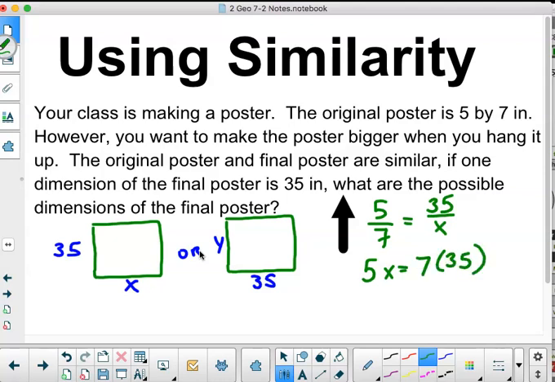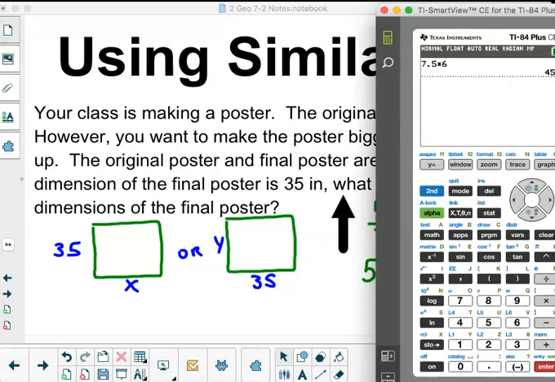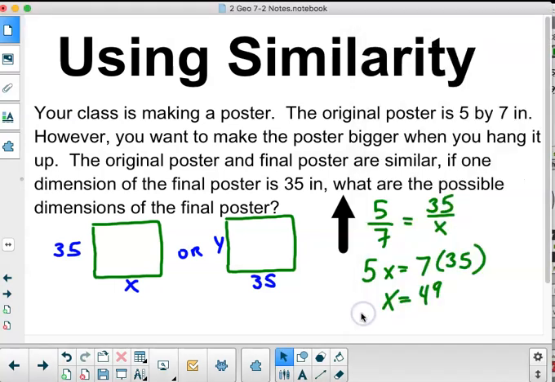Now when I divide by 5, and I could use my calculator, but I know 35 divided by 5 is 7. 7 times 7 is 49. And I have some people going, what? How did he do that? So we're going to talk about that real quick. All I did was go 35 divided by 5 times 7 equals, hey, look, it's 49. Crazy. Now, that is my first possibility.